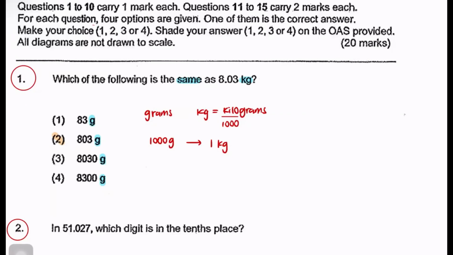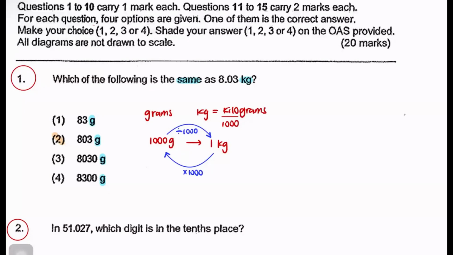Now look at this carefully, okay? Look at the numbers, 1 and 1,000. You should be able to tell that when you are converting kg to grams, you need to multiply by 1,000, add 3 zeros to the back. Then if you have grams, how do you convert into kg? Instead of multiply, you divide by 1,000. Must remember this conversion, okay? Understand?